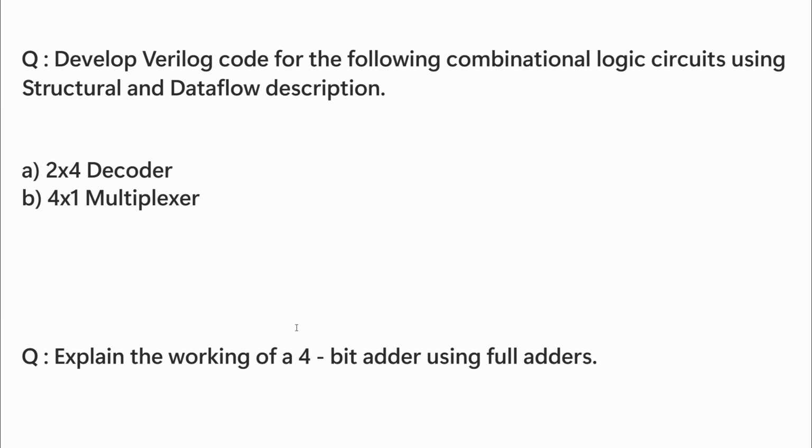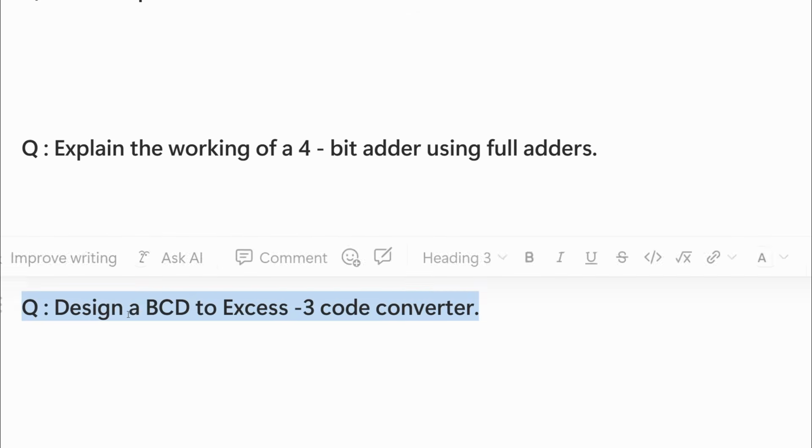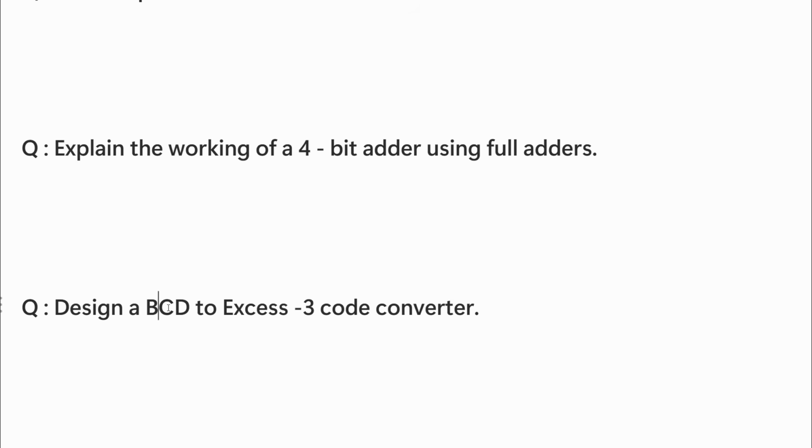Now the second question is: explain the working of a 4-bit adder using full adders. This is also very important. You don't have to skip these questions. Now the third question is: design a binary coded decimal to excess 3 code converter. This code converter question is also asked many times in the VTU examination.